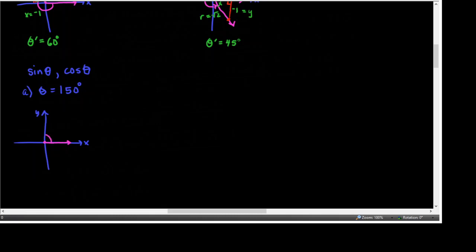If I go to 180, I've gone too far. Well, how much too far would I be going? In other words, how much do I need to back up from 180 to get to 150? The answer is 30 degrees. So I'm going to draw this so that my reference angle here is 30 degrees. Then draw my reference triangle.